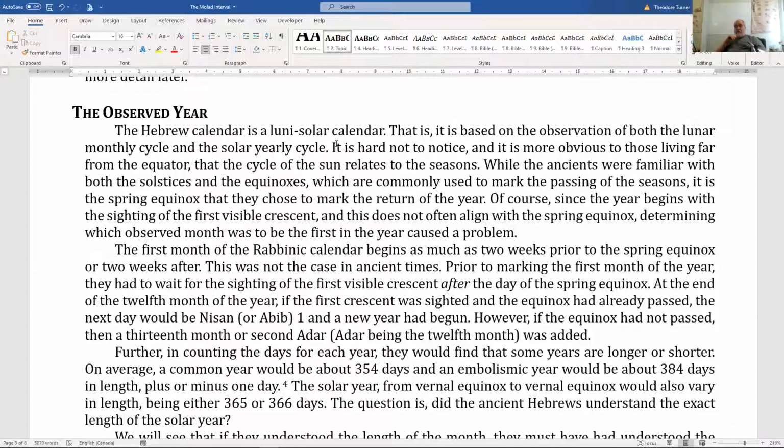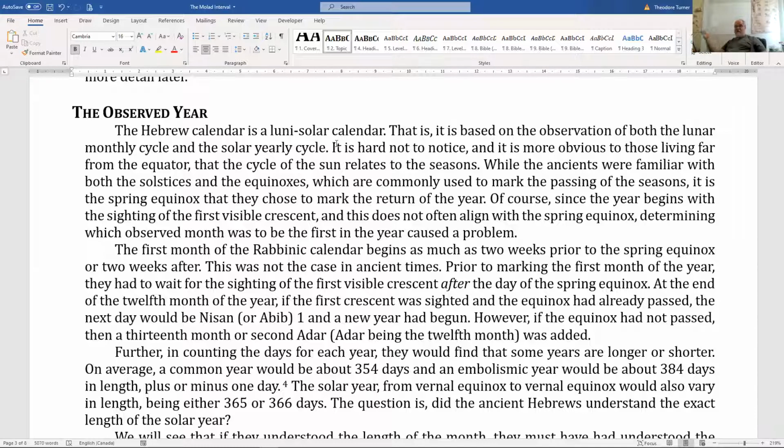So you have to decide how you're going to do that. The first month on the rabbinic calendar can begin as much as 2 weeks prior to the spring equinox or 2 weeks after. That is, they look at the full moon closest to the spring equinox for Passover, right? And then the new moon closest to the spring equinox for the start of the year. That makes sense. Maybe I'm not saying that right. But anyway, this was not the case in ancient times.